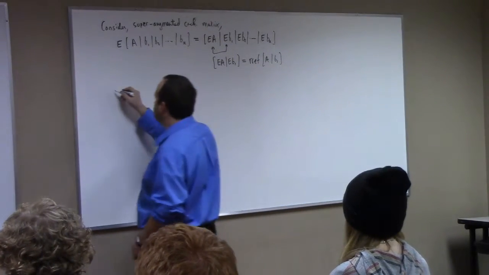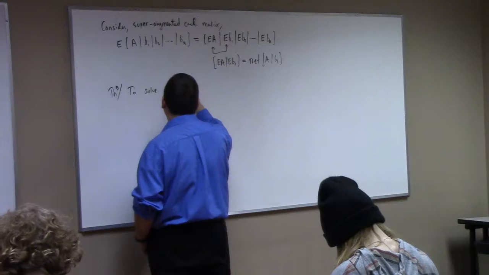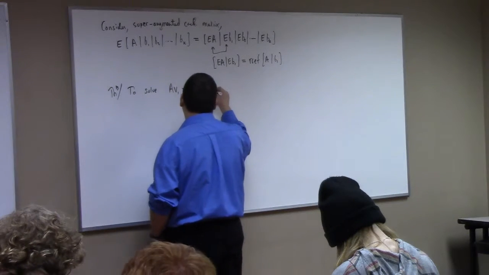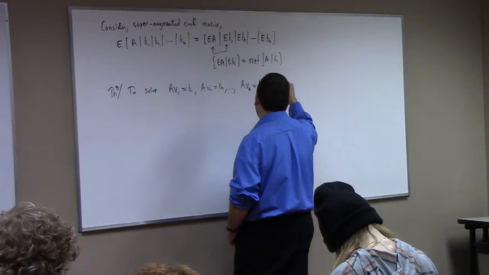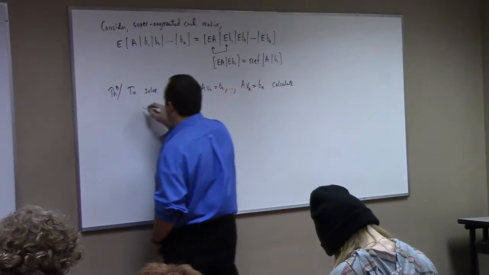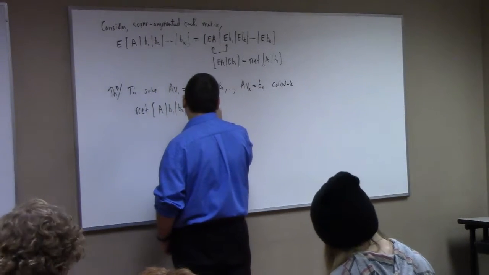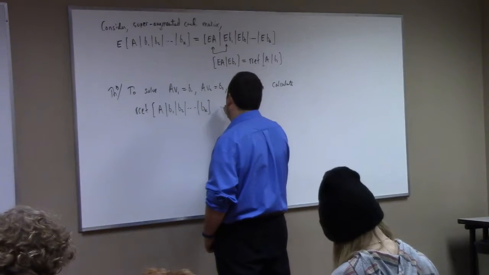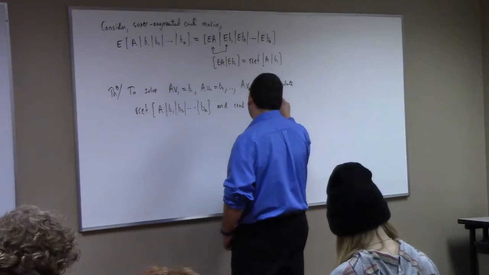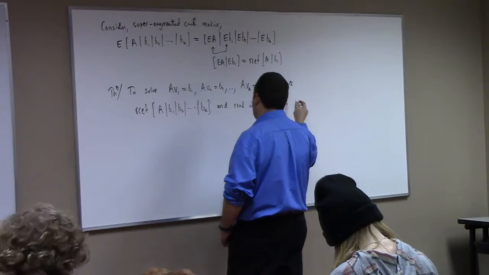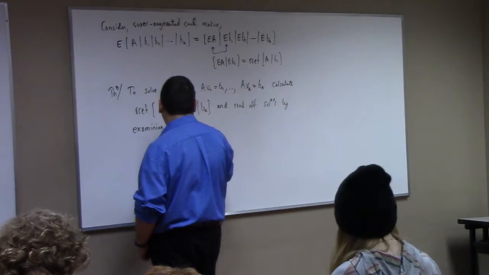So this is the theorem. To solve AV1 equal to B1, AV2 equal to B2, AVK equal to BK, calculate the reduced row echelon form of A with B1, B2, BK, and read off solutions by examining the last k columns.